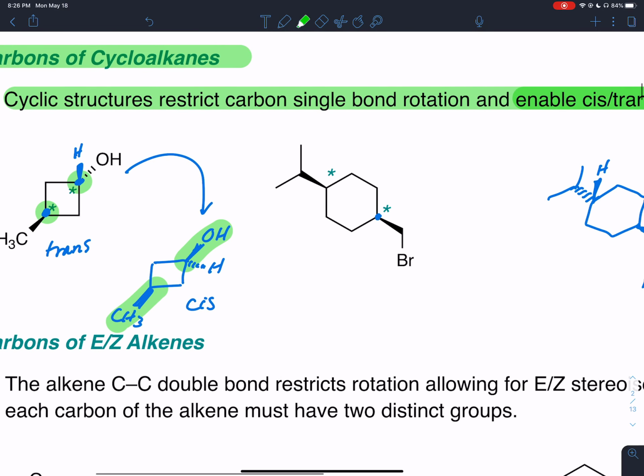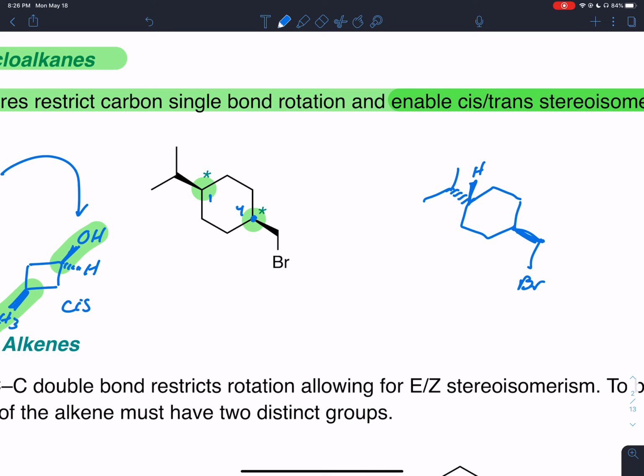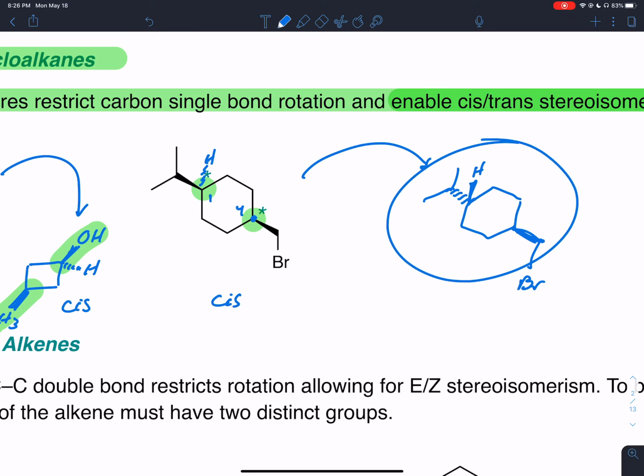We have now a case where we have a 1,4 relative positioning, a 1,4 di-substituted cyclohexane ring. Both of those carbons are stereocenters. We can see cis-trans isomerism. At this position, we have an isopropyl group and a hydrogen. We're going to interchange those. Here they have been interchanged, and this is a different isomer. We have the cis isomer, and now we have the trans isomer.